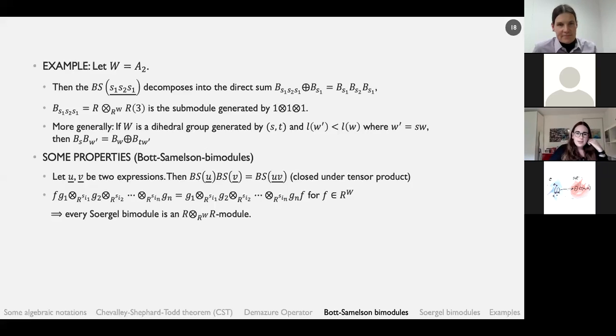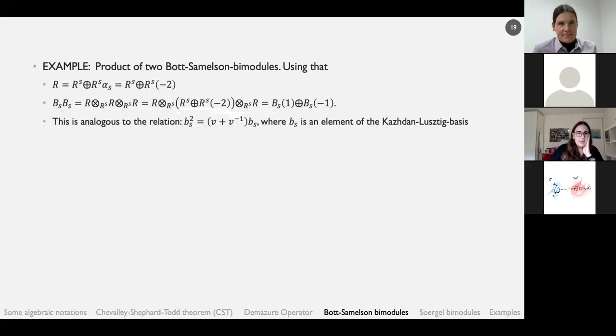And yeah, I will now give you an example of an easy calculation of the product of two Bott-Samuelson bimodules. We first use the fact that R is equal to the direct sum of RS and RS alpha, as we've seen before. And this is also equal to the direct sum of RS and RS with a shifting grading of -2. This follows from how we defined alpha S.